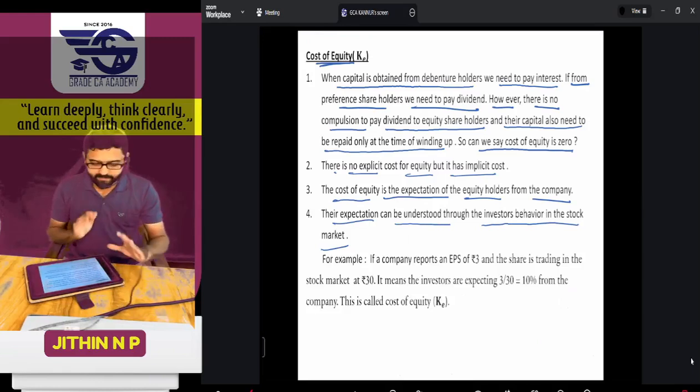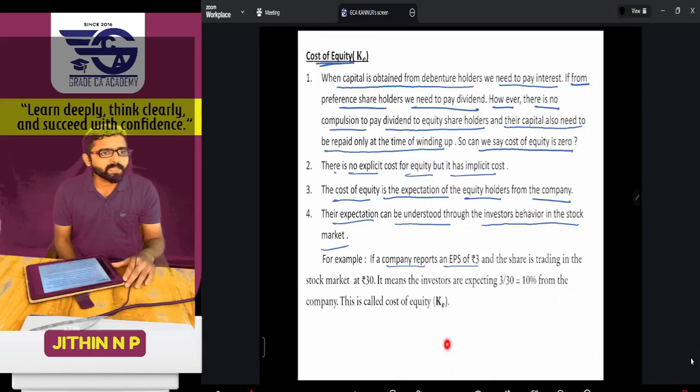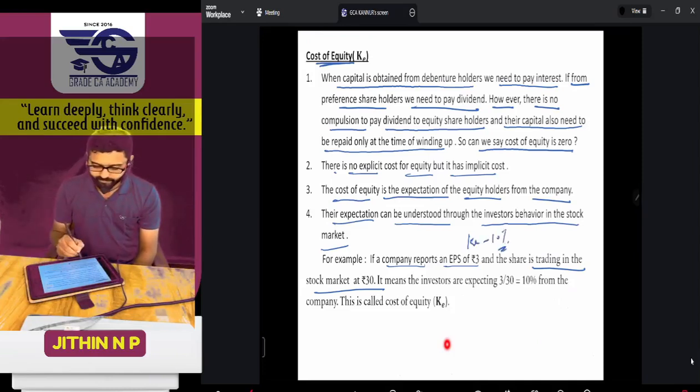Listen to this example. If a company reports an EPS of rupees 3, and the share is trading in the stock market at rupees 30, the market price of the share is 30. EPS divided by MPS. What is K under the constant earnings approach? 3 divided by 30, 10%. K is equal to 10%. Clear? It means that investors are expecting 3 by 30, 10% from the company. This is called cost of equity.